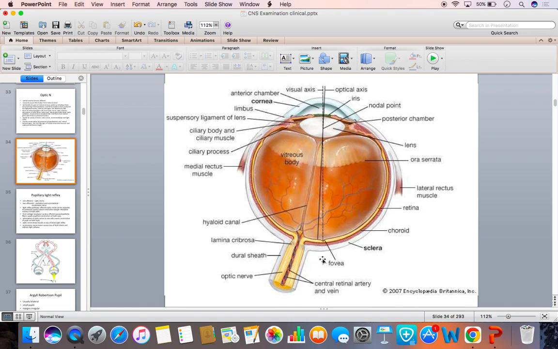Here you have the visual axis and optical axis. The visual axis terminates directly into the fovea centralis. Yes, this is the visual axis.